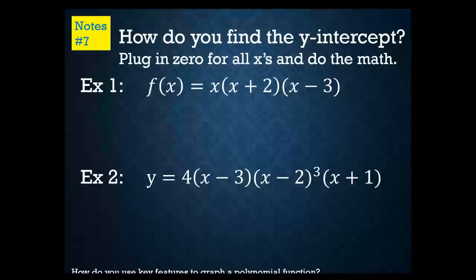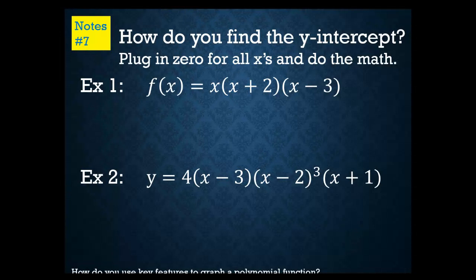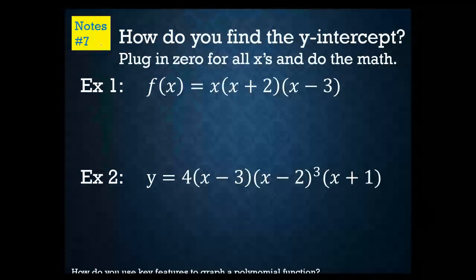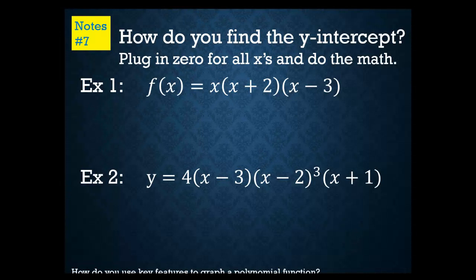How do you find the x-intercept? The answer to that question is you plug in 0 for all the x's and do the math. Please hit pause. Write these 2, the words down, everything that's on the screen here. Remember, in the top left, you put notes number 7. And then come back to this video and we'll do them. Hit pause.